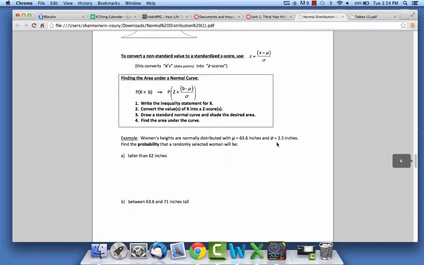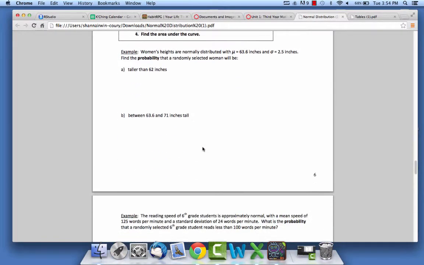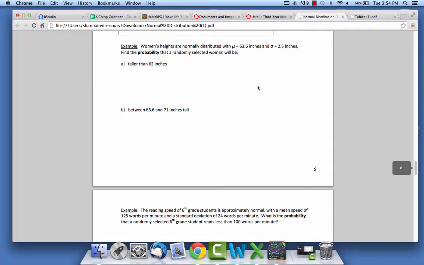Okay, so if you are not given a z-score, if you are given a score, the way to change it to a z-score is just as before, subtract the mean, and then divide that difference by the standard deviation. Okay, so if women's heights are normally distributed with this mean and this standard deviation, if we want the probability a randomly selected woman will be taller than 62 inches, then the first thing is to find the z-score for that.